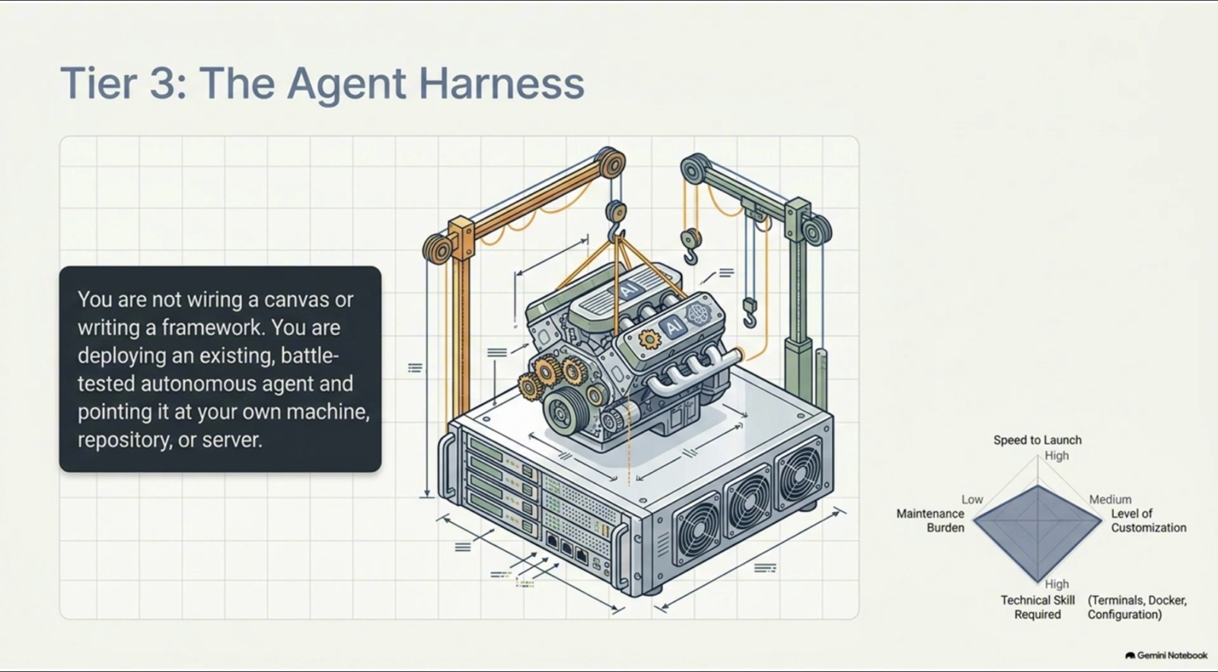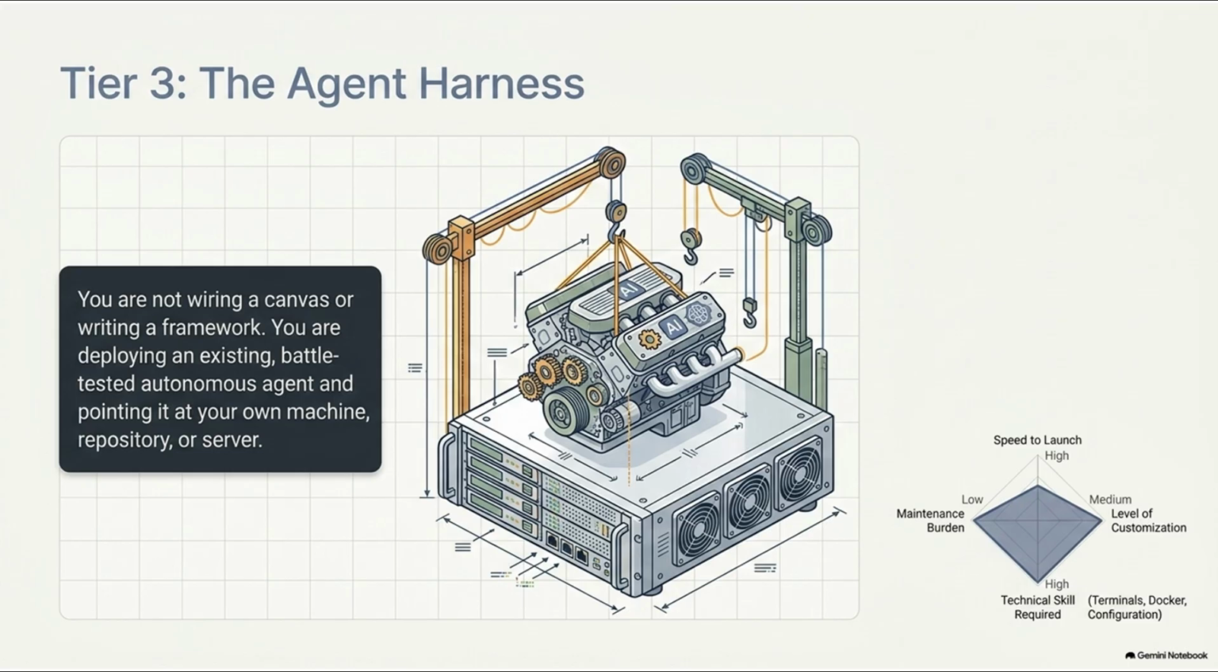Tier 3, the agent harness. This is where things get more serious and more powerful. Up to now, you've either filled in forms or wired up a canvas. Here, you do neither. Instead, you take a powerful, pre-built AI agent, one that already knows how to work autonomously, and you point it at your own environment, your machine, your code repository, your server.